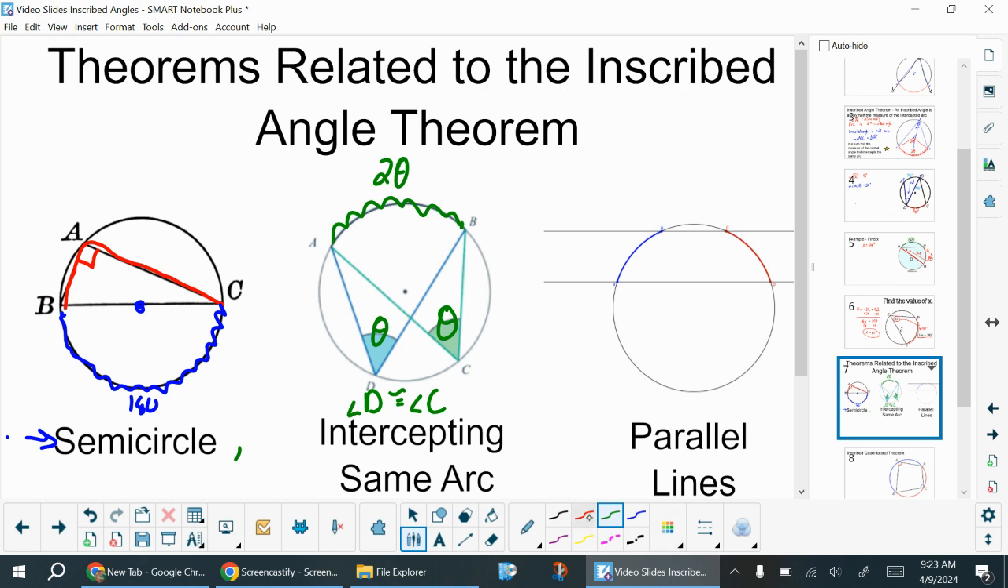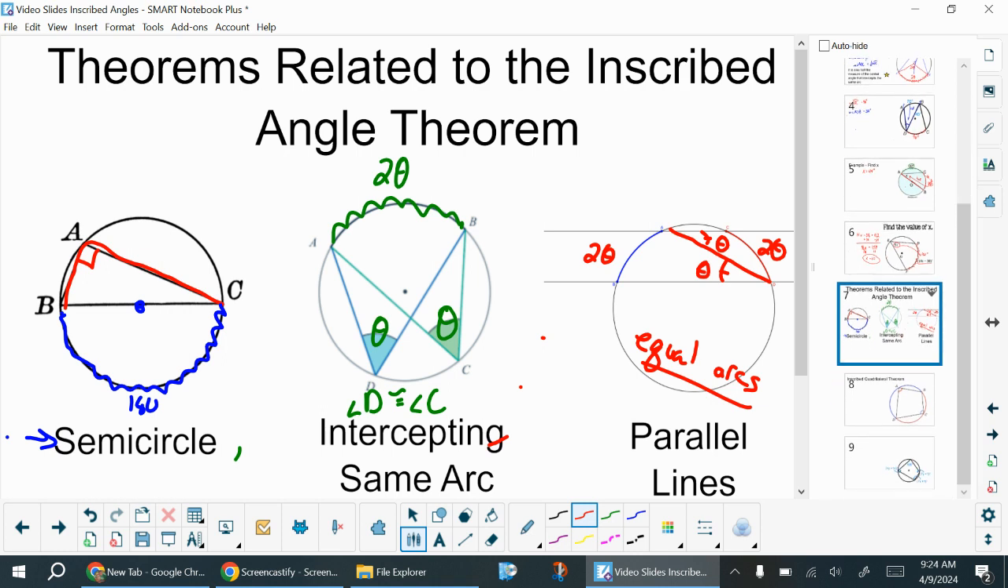And then this one for parallel lines is actually pretty interesting. It has to do with our alternate interior angles. So if I draw that in, I know that that angle and that angle are equal. And if those two inscribed angles are equal, let's just call them theta, I know that my arcs have to be double that, 2 theta. So anytime I have parallel lines, I get equal arcs, as a result of that alternate interior angles theorem from way back at the beginning of the year.